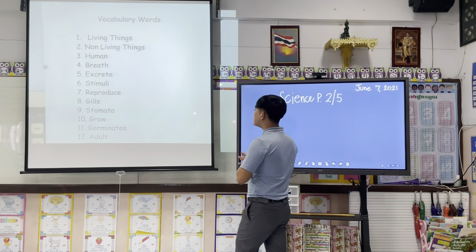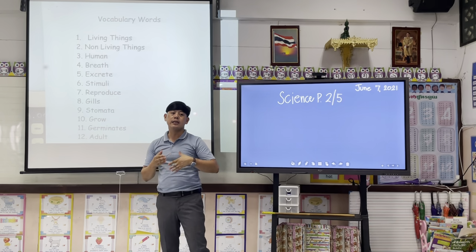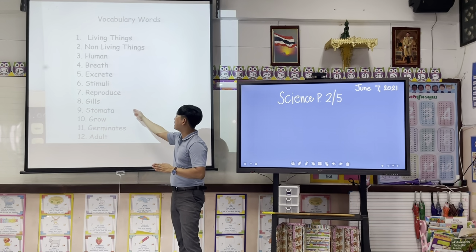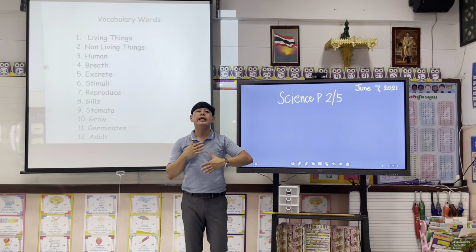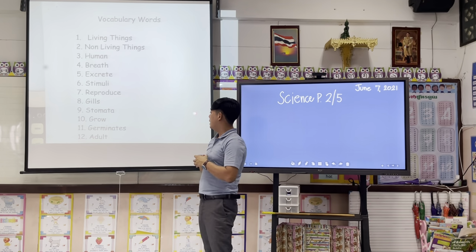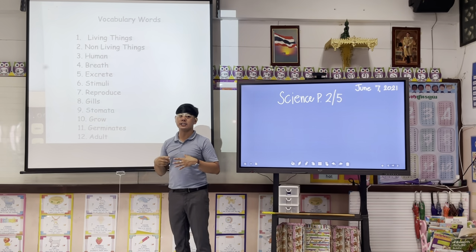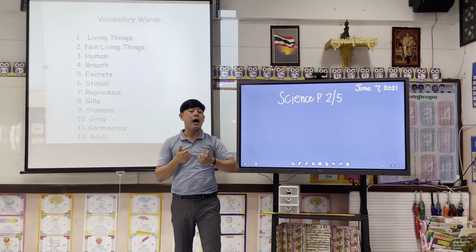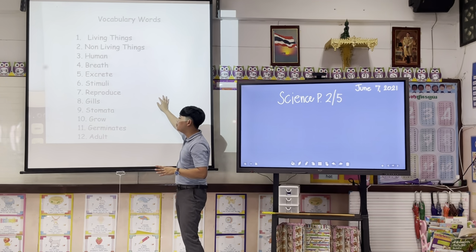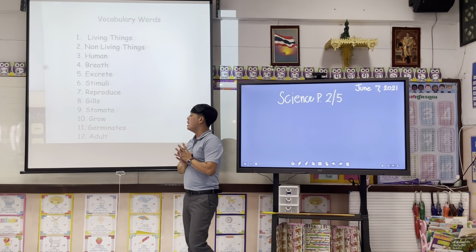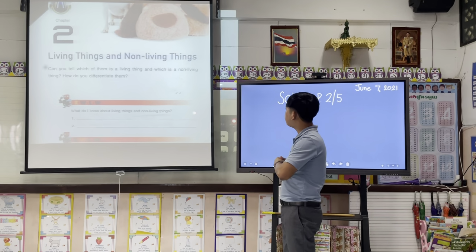Gills. A species that has gills can breathe underwater. Stomata. Grow. What is grow? Living things can grow. Germinate, seeds germinate. And adult, we are considered as an adult. So these are the new words. Next, let's continue and look at the picture.